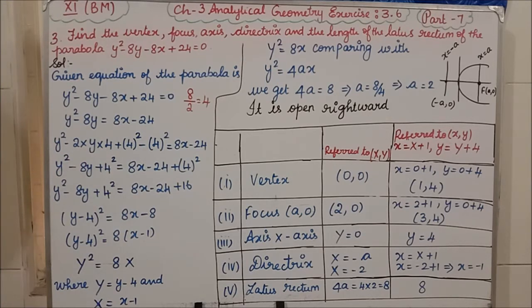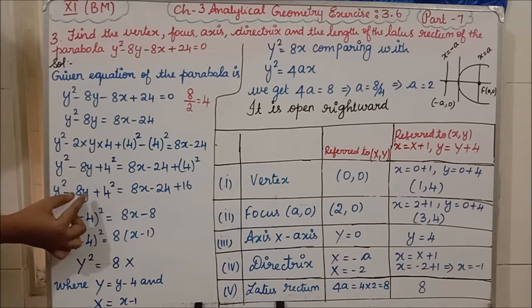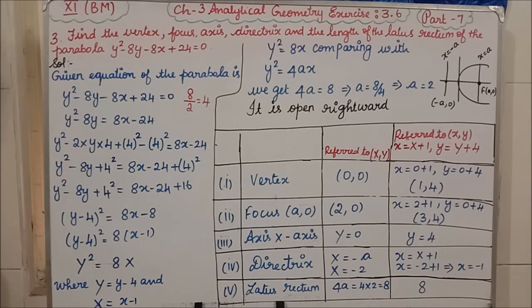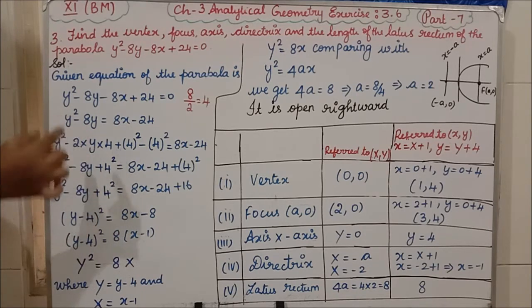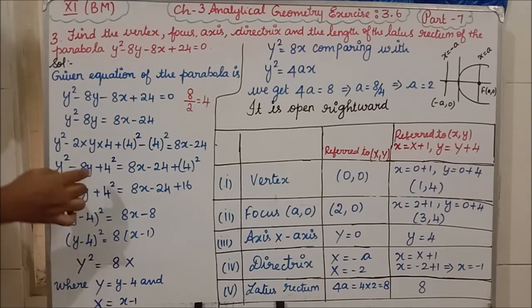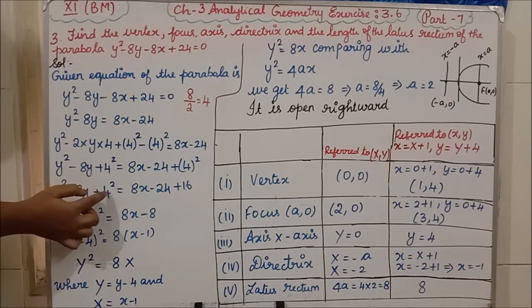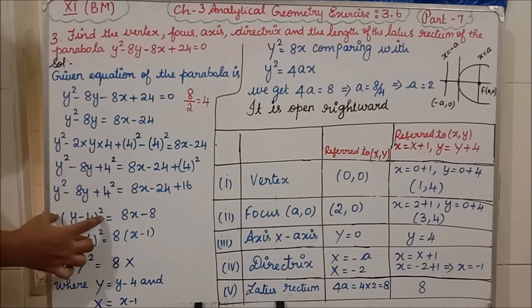Okay, now it looks like what formula? A square minus 2ab plus b square, isn't it? So we can write this fully as what? A minus b the whole square we can write. When we expand this, we will get this: a square minus 2ab plus b square, we can write as a minus b the whole square.